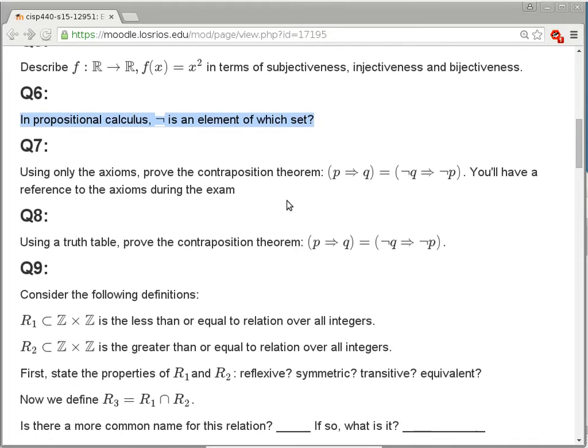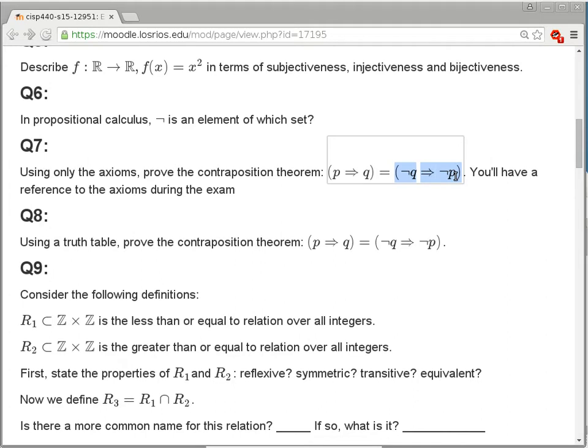All right. Question number 7 is the first one that asks you to make a proof. So we'll take a look at this one. Prove the contraposition theorem. The contraposition theorem is basically saying P implies Q is the same thing as saying not Q implies not P. Okay. In other words, these 2 expressions are exactly the same. When one expression is true, the other one has to be true. When one expression is false, the other one has to be false. But how do we prove it? Using only the axioms that we have talked about so far.